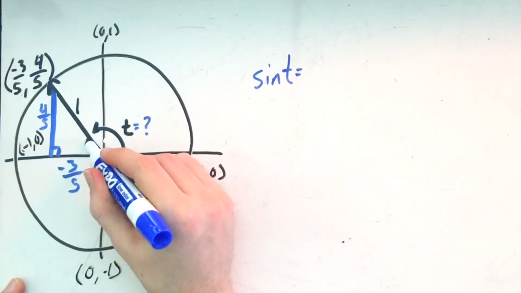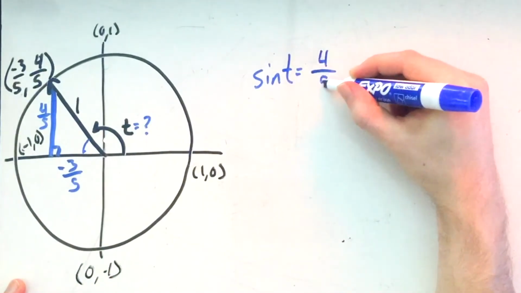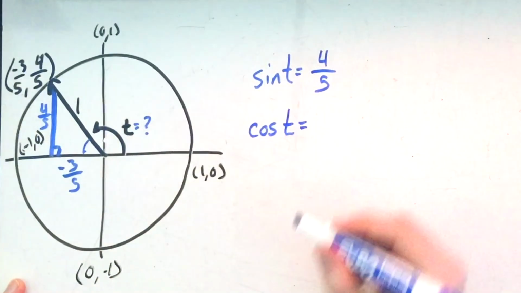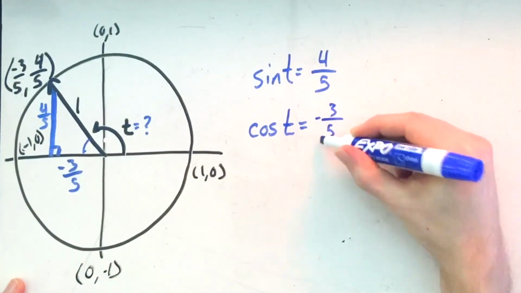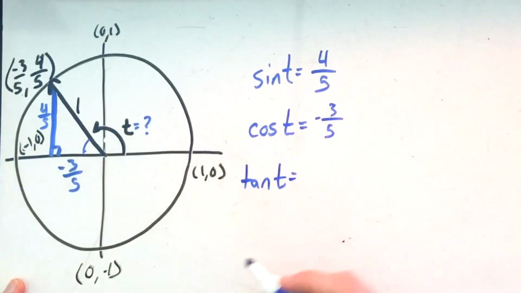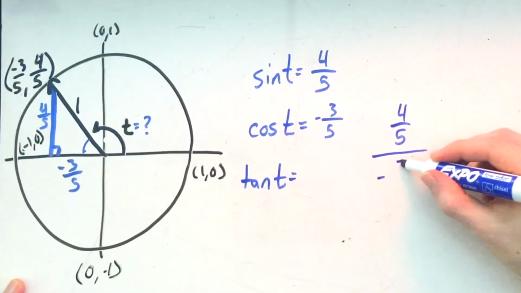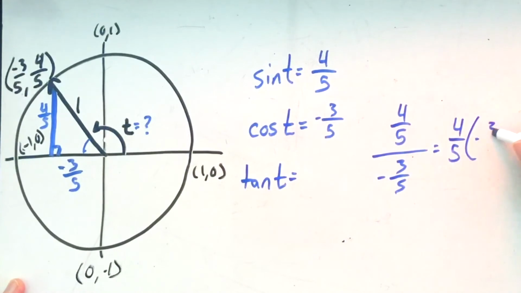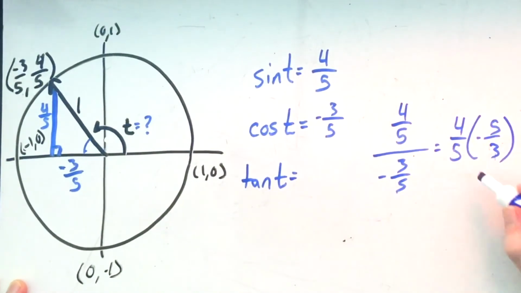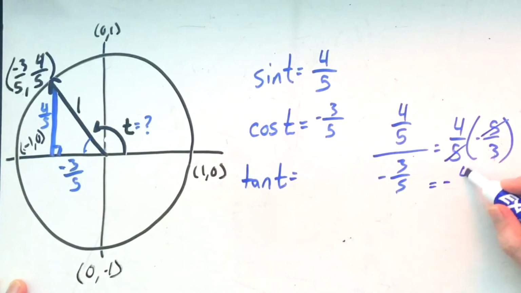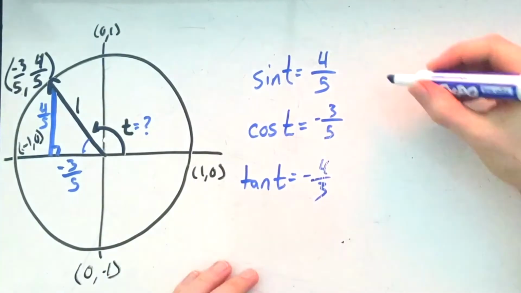So now let's take a look at sine of this angle t. So we'll use this reference triangle, and we'll say that sine is opposite over hypotenuse, so 4/5 over 1 is just 4/5. Cosine of t would be negative 3/5 over 1, which I'll just write as negative 3/5, and then tangent is opposite over adjacent, so 4/5 over negative 3/5. And again, if you multiply by the reciprocal of the bottom, that would be 4/5 times negative 5 over 3, which is nice because the 5's cancel, and you're just left with negative 4 over 3.